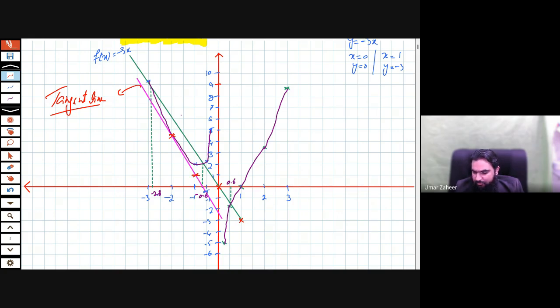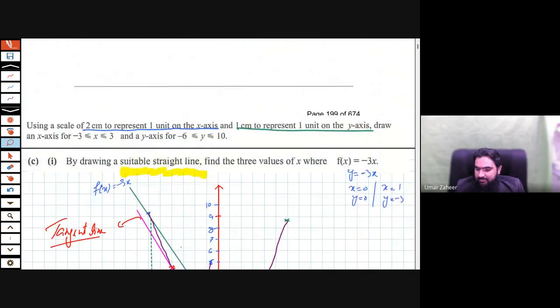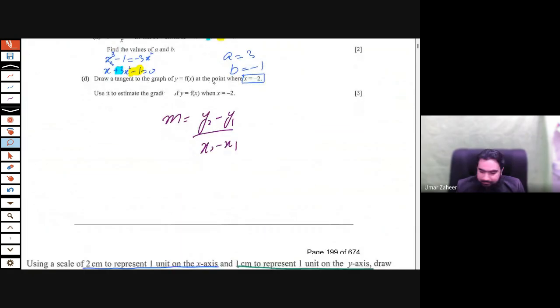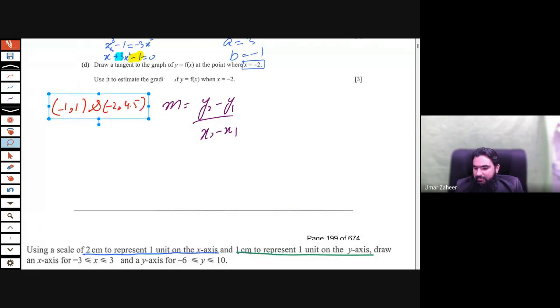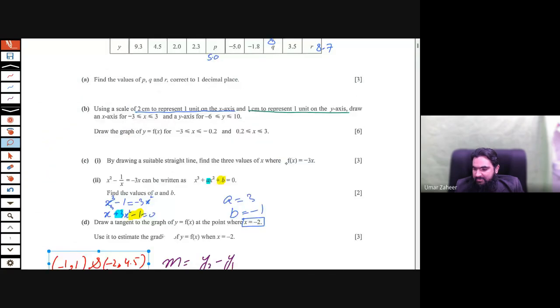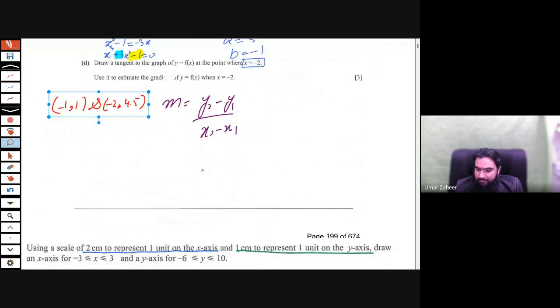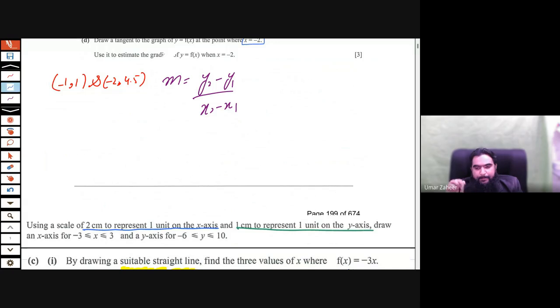We can choose this one as well. You just have to choose any 2 points. So I have to choose minus 1 comma 1 and minus 2 comma 4.5. You must choose this point because that is exactly 1. So I have to choose these 2 points. At minus 2 it is 4.5. Yeah, that's good. Yes, any question?